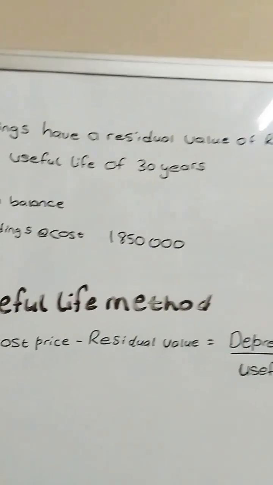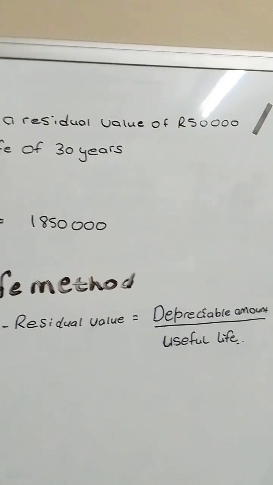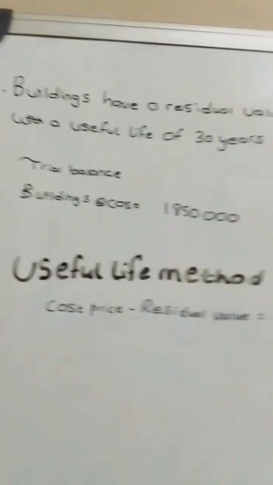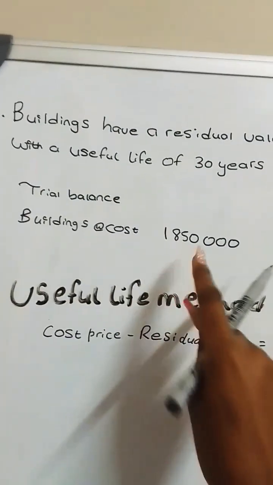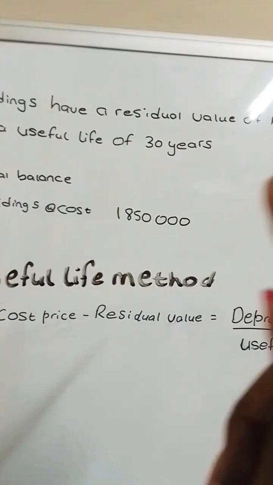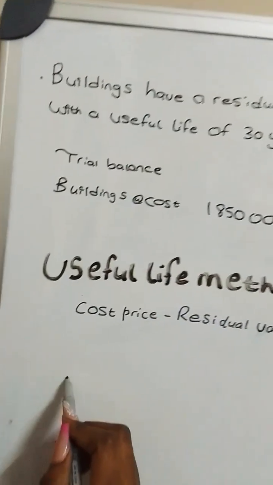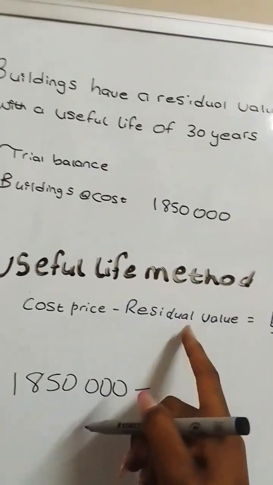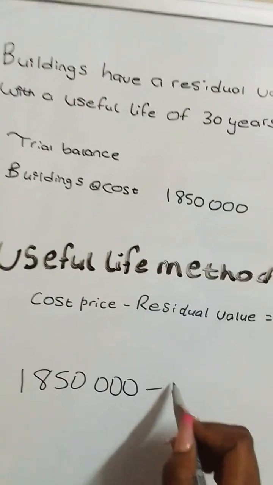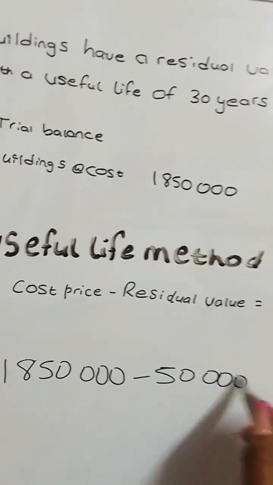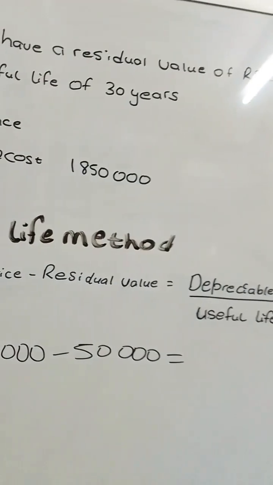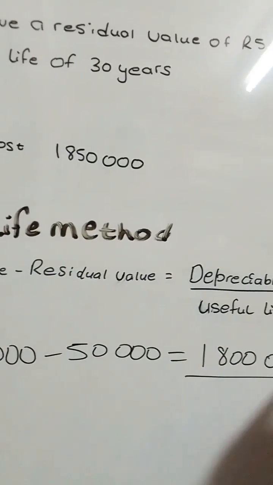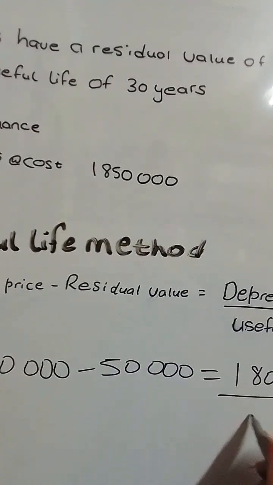They're saying that buildings have a residual value of 50,000 rand with a useful life of 30 years. So now let's calculate depreciation. The cost of this building from the trial balance, buildings at cost, is 1,850,000. So the cost is 1,850,000 minus the residual value, which is 50,000. You get the depreciable amount, which is 1,800,000, divided by the useful life, which is 30 years.